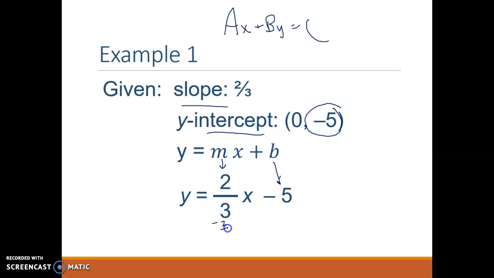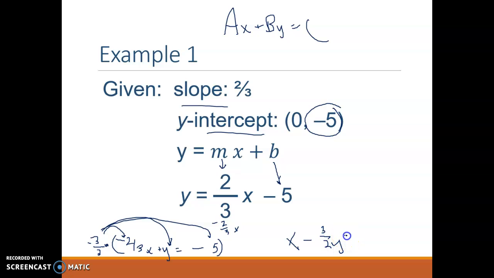So if we subtract 2/3 x from both sides, we get negative 2/3 x plus y equals negative 5. Well, we want to get rid of this 2/3. We also want to get rid of this negative. So we're going to multiply everything here by the reciprocal, which is going to be negative 3/2. We'll distribute that negative 3/2 to all of our terms, left and right, and we get x minus 3/2 y equals 15/2.